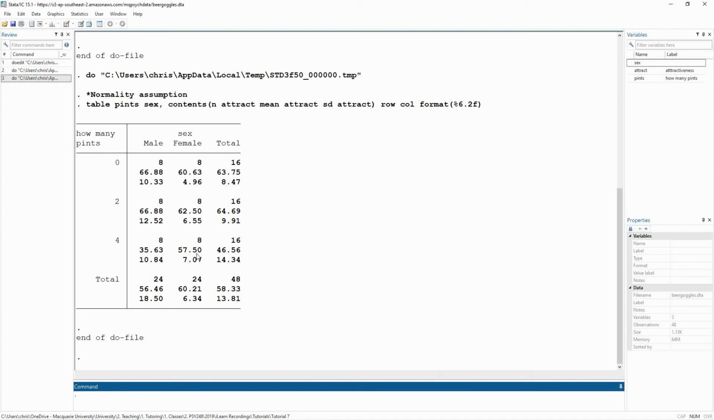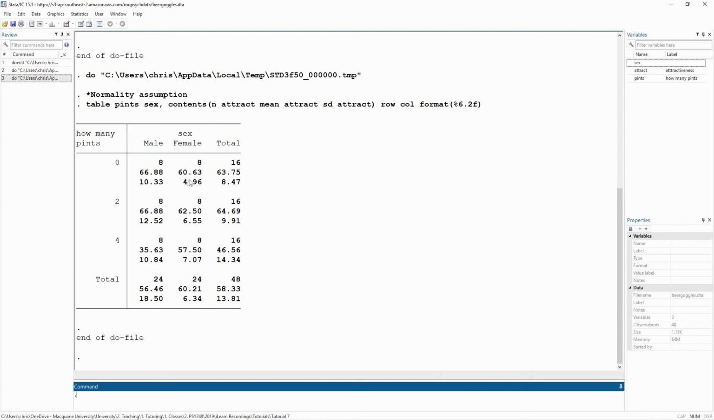So here what we'd be saying is, well, males have a rating of 66.88 at 0 pints compared to females having 60, so there's a 6-point difference here. But at 2 pints, there's only a 4-point difference between genders, so it looks like they get closer together.